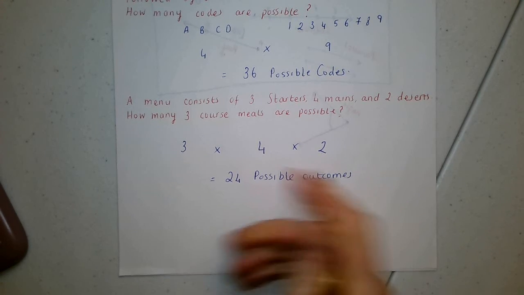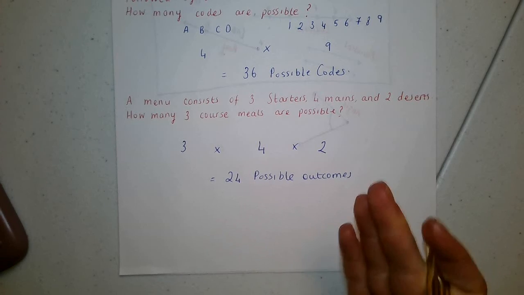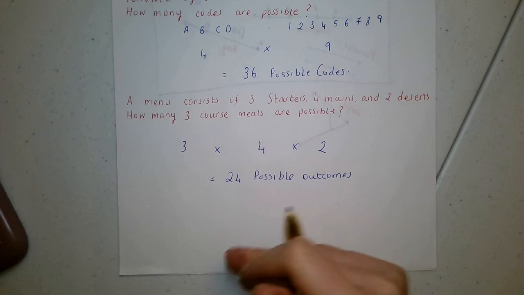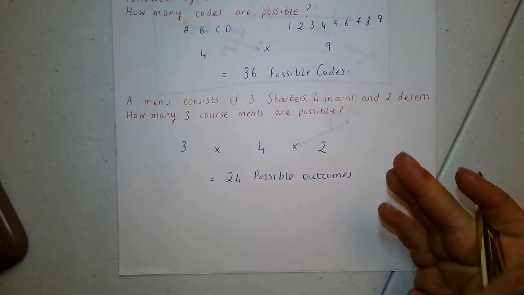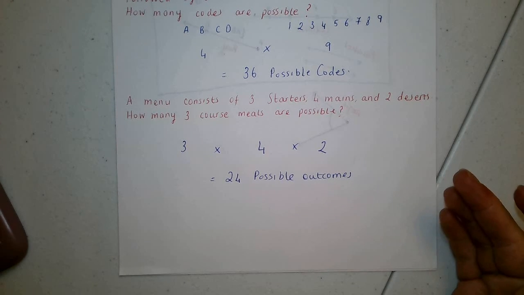And this makes sure that we don't forget any, so if we did go down the listing route, we might miss out on some. This is a quick way to ensure that we know exactly how many possible outcomes there are.